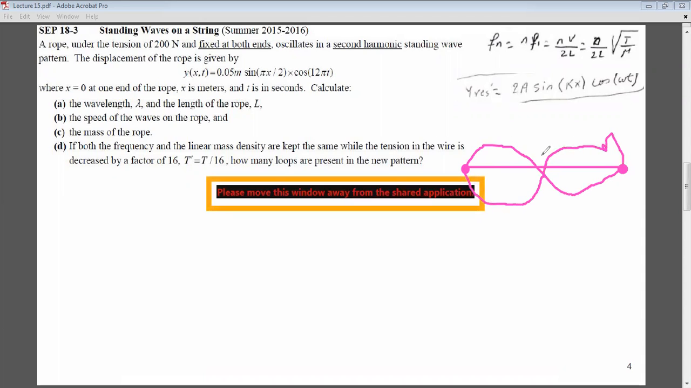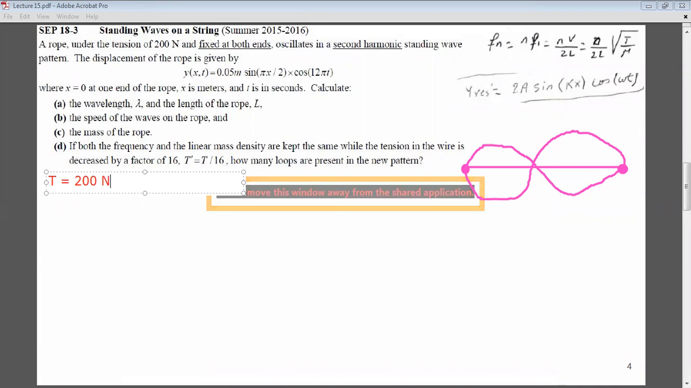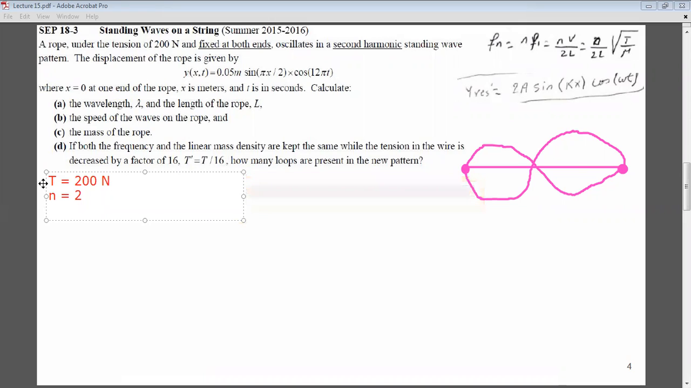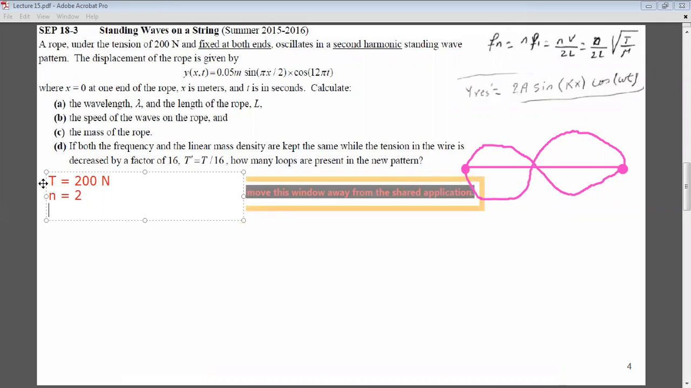Okay, so I cannot make, let me try to make a better one. Okay, so let's assume that this is a perfect drawing. So I have two loops. So I have the tension equal to 200 Newton. I have second harmonic, so n is equal to 2. The displacement of the rope is given by y equals 0.05 sine(pi x over 2) cosine(12 pi t), where x equals 0 at one end of the rope.